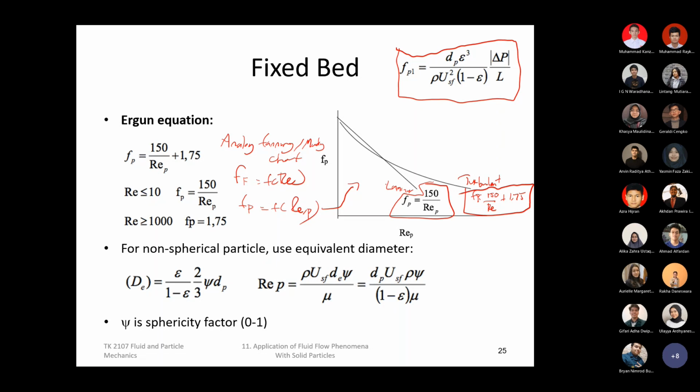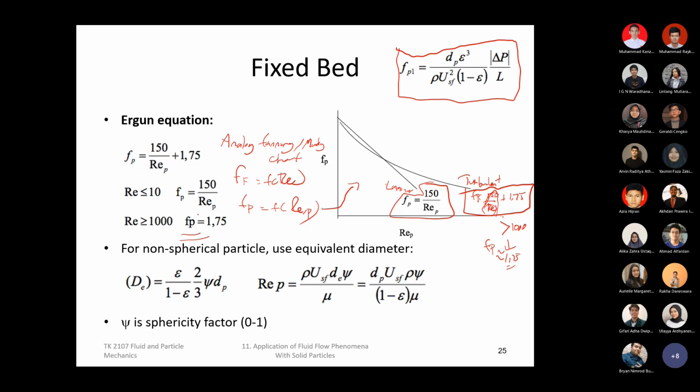So in a very turbulent regime, let's say Re is already more than 1000, then as your Re gets bigger and bigger, that term becomes a smaller factor in the overall final number of the Fp. So you get your Fp close to 1.75 in this very turbulent regime.